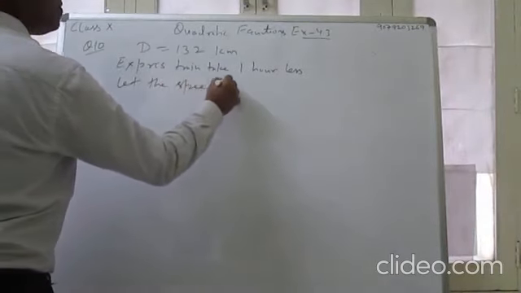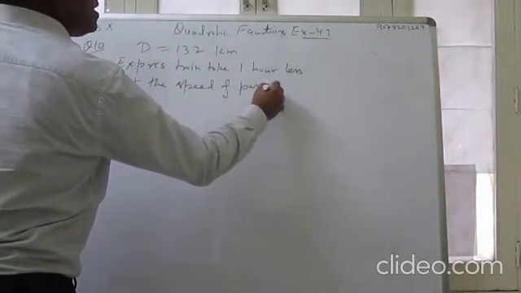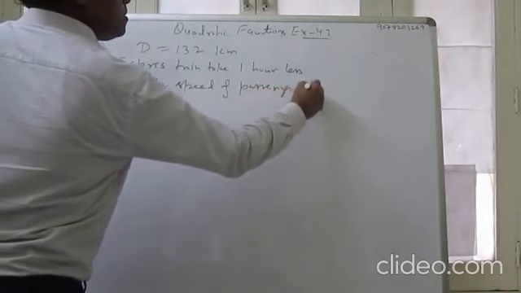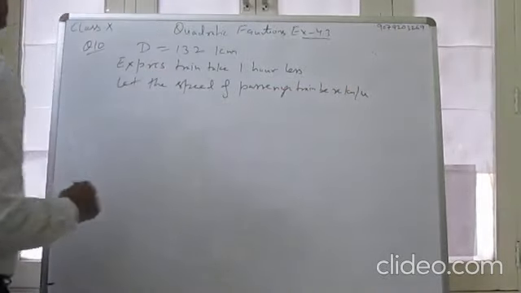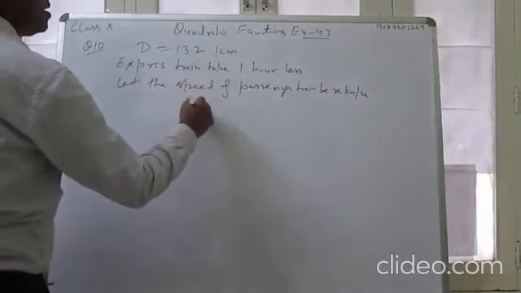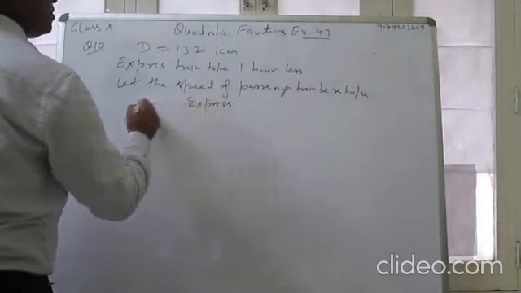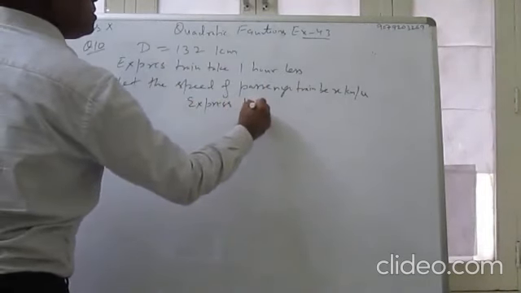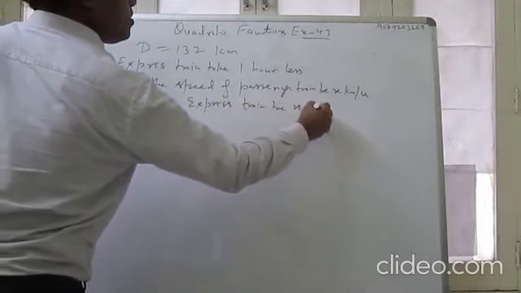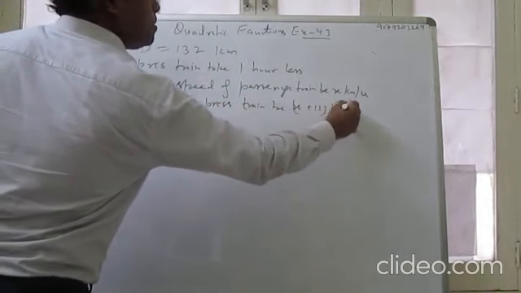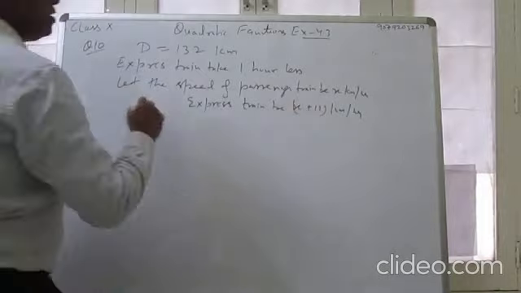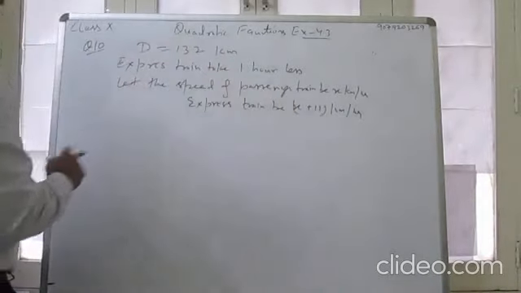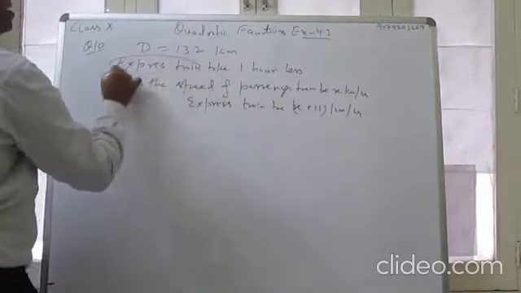speed of the passenger train be x km per hour and the express train be x plus 11 km per hour. Now you know that it will take 1 hour less. The express train takes 1 hour less.